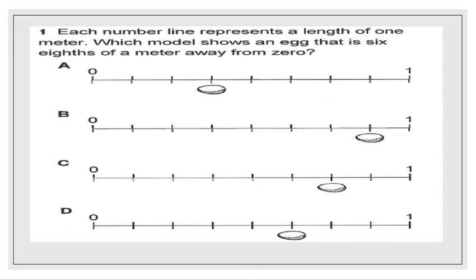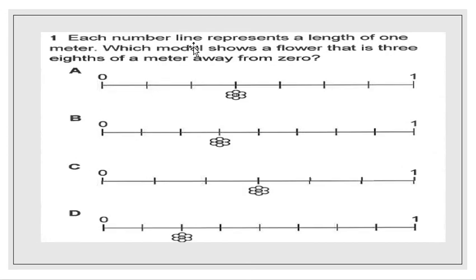Now the last question for today is the same thing. Each number line represents a length of 1 meter. Which model shows a flower that is 3/8 of a meter away from zero? So the same thing as before. You want to count, right? 0, then 1. 0, then 1. 0, 1, 0, 1. Starting from right here at the 1s, you want to count to this 1 down here, okay? So count from right there.